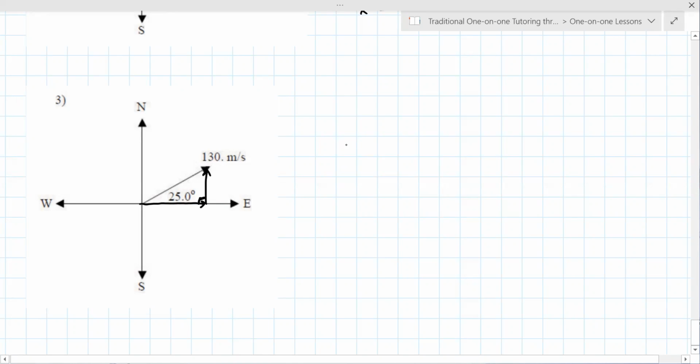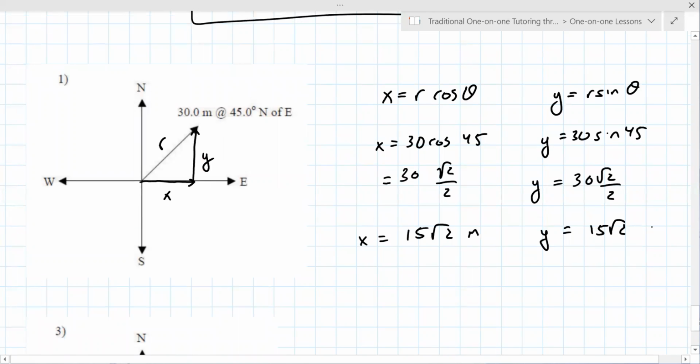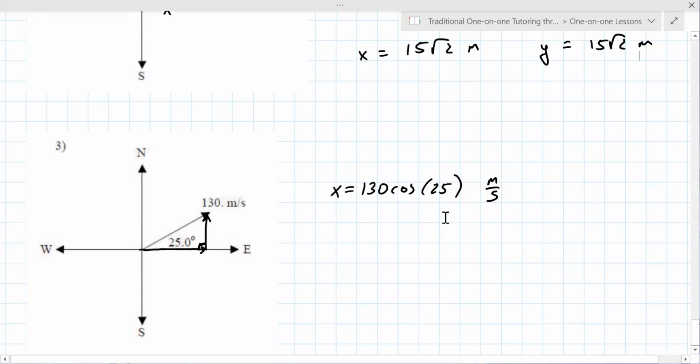So X is 130 cosine 25. And then the answer is now in meters per second. I didn't put labels in the first one. I guess I should have. It's meters and meters. This does come up in physics quite a bit. We do need a calculator for these. Just make sure you check your mode, radian versus degrees. And I get 118 meters per second. Y is 130 sine 25 meters per second.